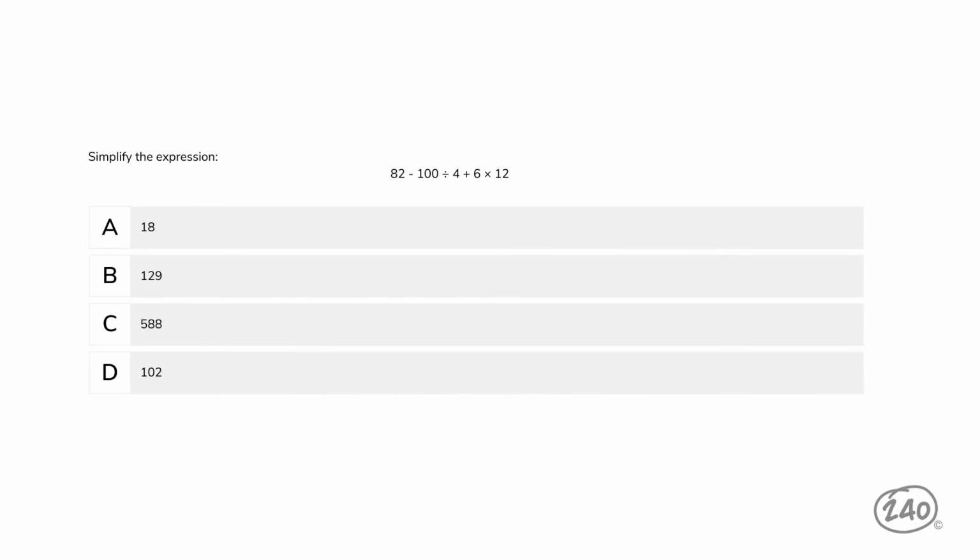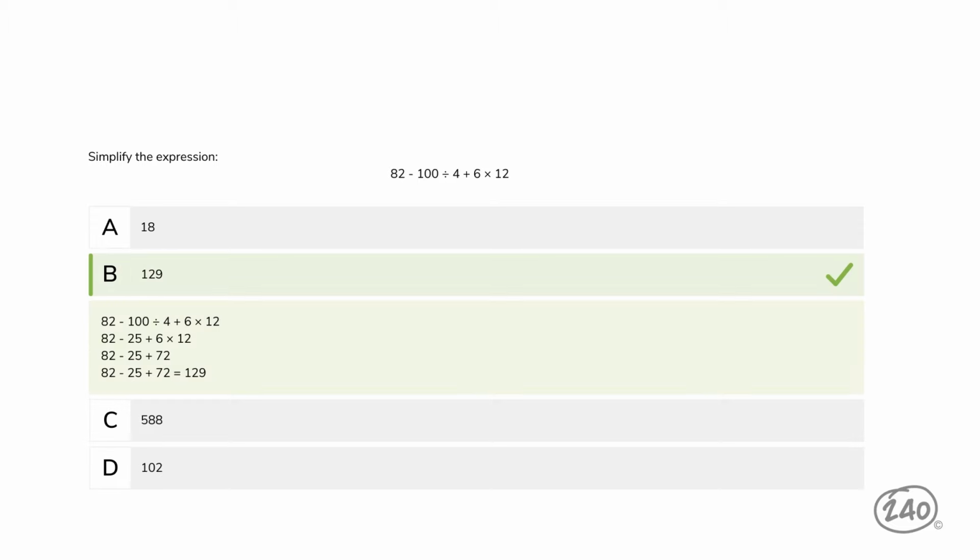Simplify the expression 82 minus 100 divided by 4 plus 6 times 12. As we start to run through PEMDAS, there are no parentheses or exponents in this expression, so we can skip those steps. Then we need to move into multiplication and division from left to right. So 100 divided by 4 equals 25, and 6 times 12 is 72. So now our expression is 82 minus 25 plus 72. Now we can simplify the remaining addition and subtraction from left to right, and our final answer is 129.